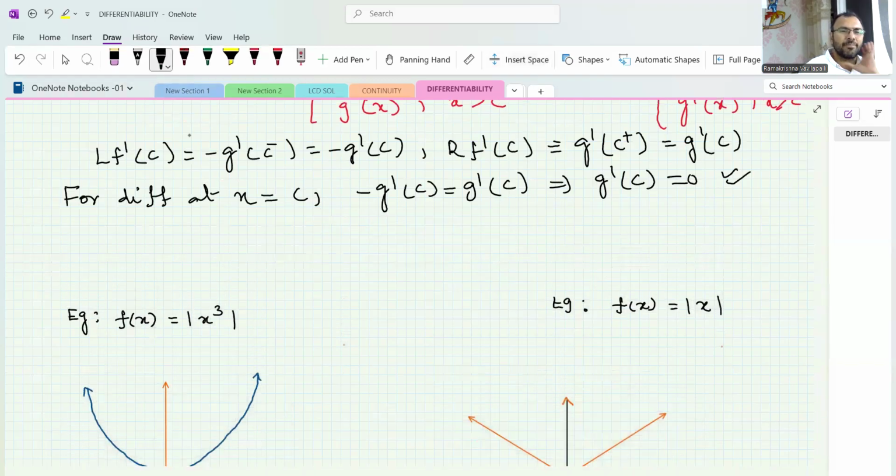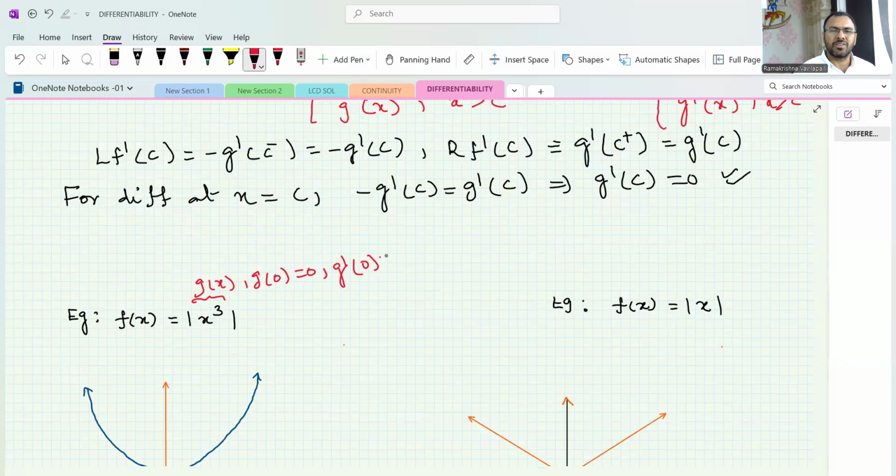See, here is an example. This is a g of x function. Here g of 0 is 0, and what is g dash of 0? g dash of 0 is also 0. So therefore, f is differentiable at 0. It is clear.